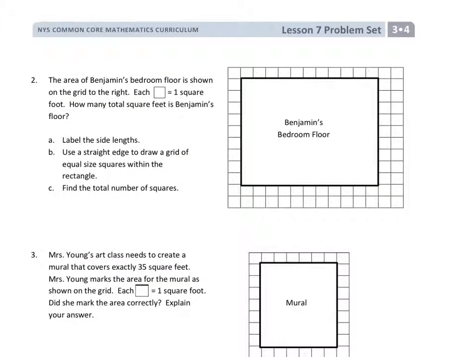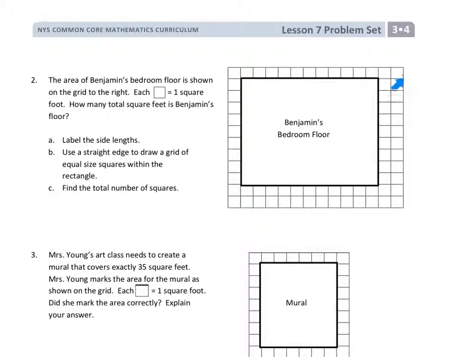Alright, this is kind of cool because it's actually showing us how we would actually use area to really measure a room. So, the area of Benjamin's bedroom floor is shown on the grid to the right. Each square equals 1 square foot. So we are imagining this is a map and each one of these squares is 1 square foot.